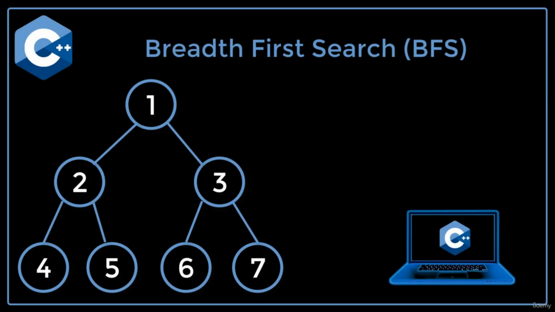The tree has a root node with a value of 1 that has a left child with a value of 2 and a right child with a value of 3. The tree has leaves with the values 4, 5, 6, and 7 respectively.